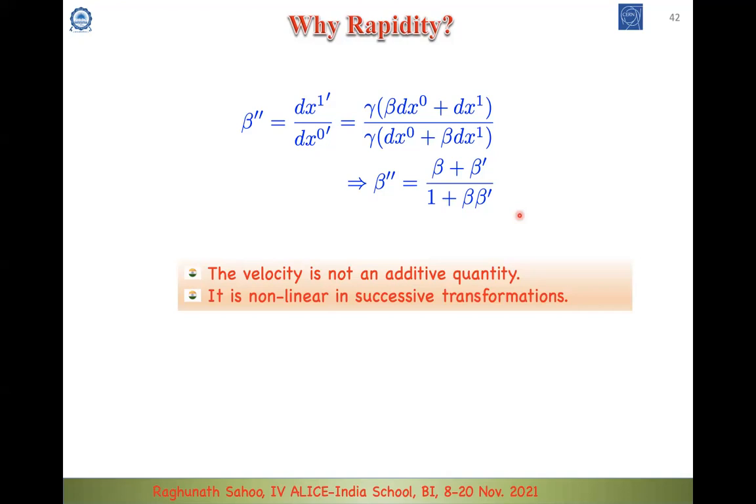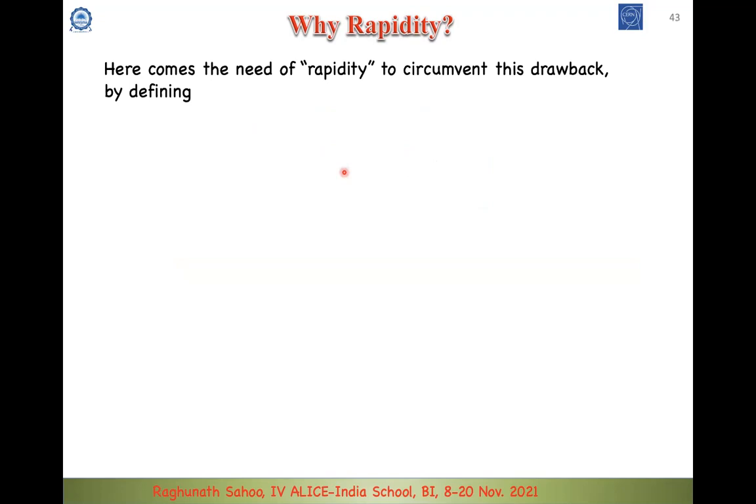Okay, and as you see, for the velocity of the particle, since it is nonlinear, I will not have a spectral invariance of the particles. So no shape invariance of the spectra of different particles. That is why velocity is no longer a chosen variable in the relativistic domain, and this prompts me to define rapidity to circumvent this drawback.